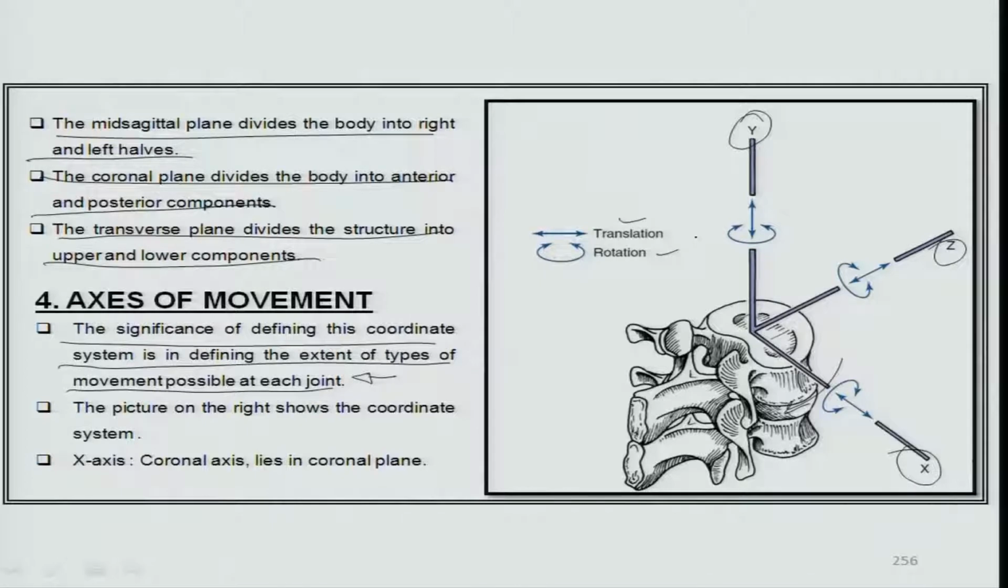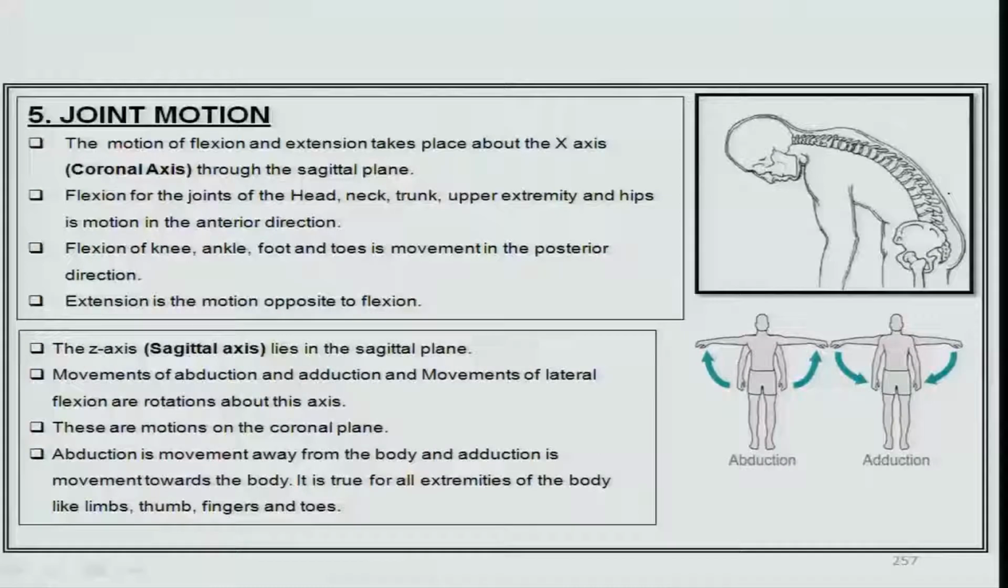So, the picture on the right shows coordinate systems, and the x axis is basically the coronal axis, which lies in the coronal plane. Similarly, the y axis, as one can see, is the portion of the spine that is being shown here, at least the bony portion of the spine. So, the y and the z axis correspond to the mid sagittal plane and the transverse plane. Okay, so that is how the axes of motion or movement are defined.